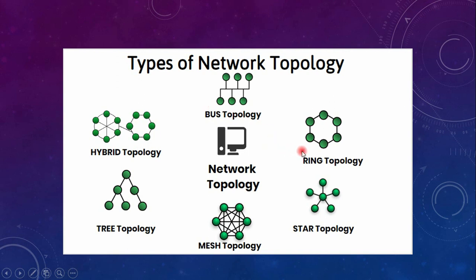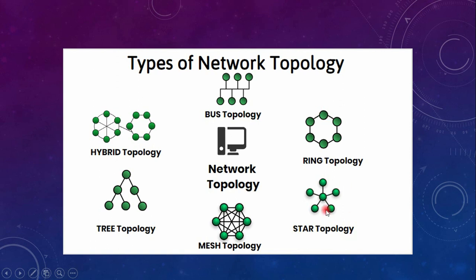Let's go to ring topology. In the ring topology, all computers are connected in a ring format. If one connection breaks down, the rest will still be working, but still there won't be any kind of connection between the two computers, right?